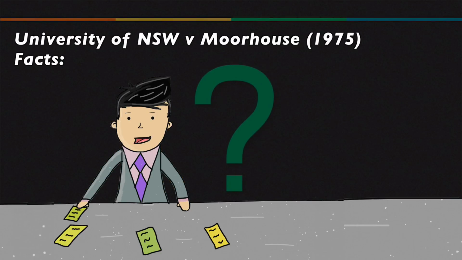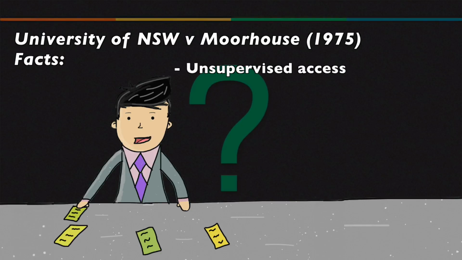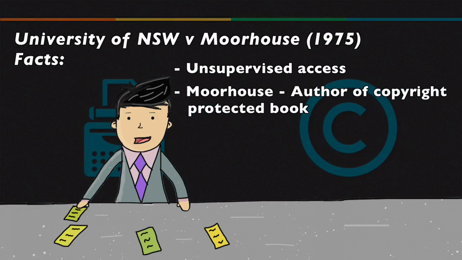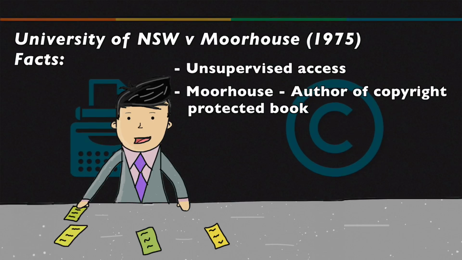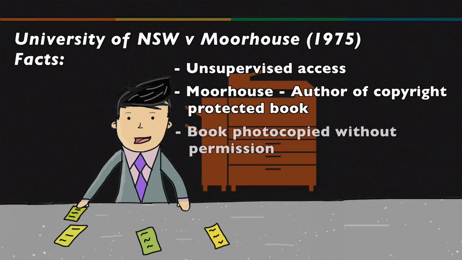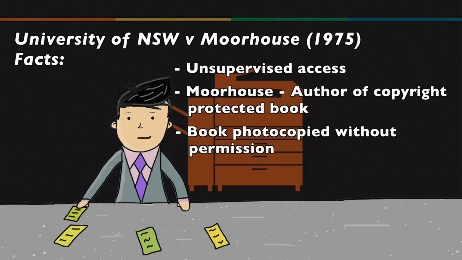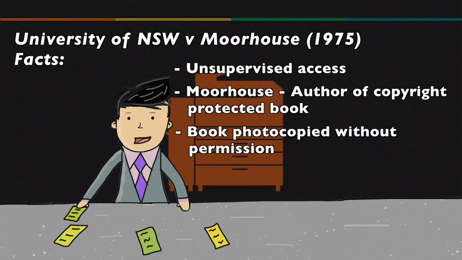Well, the University of New South Wales allowed unsupervised access to coin-operated photocopiers adjacent to its library, and this caused issues. Moorhouse was the author of a published book, which was on display in the library on open shelves, and which was subject to copyright. An attendee of the library used the library's photocopying facilities to photocopy 10 or so pages of Moorhouse's book, without the consent of Moorhouse. This constituted copyright infringement.